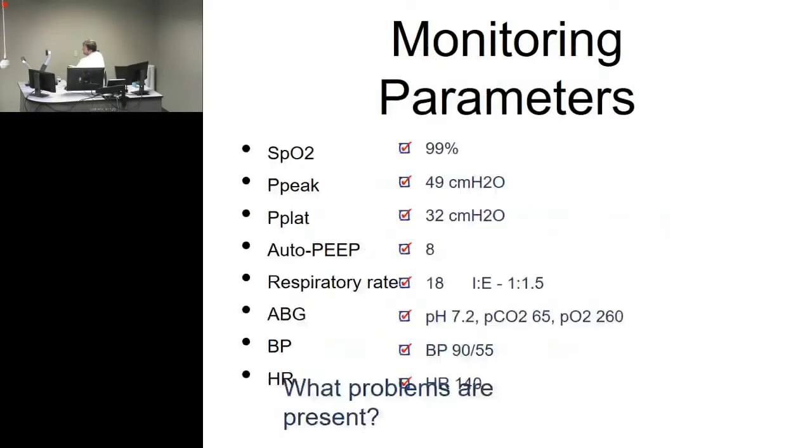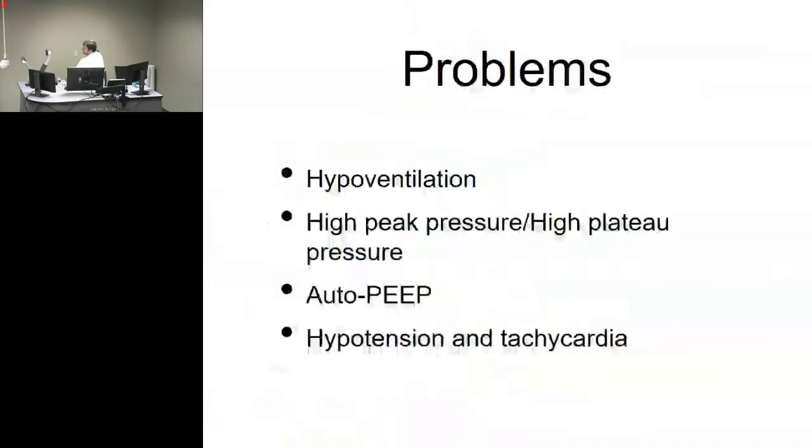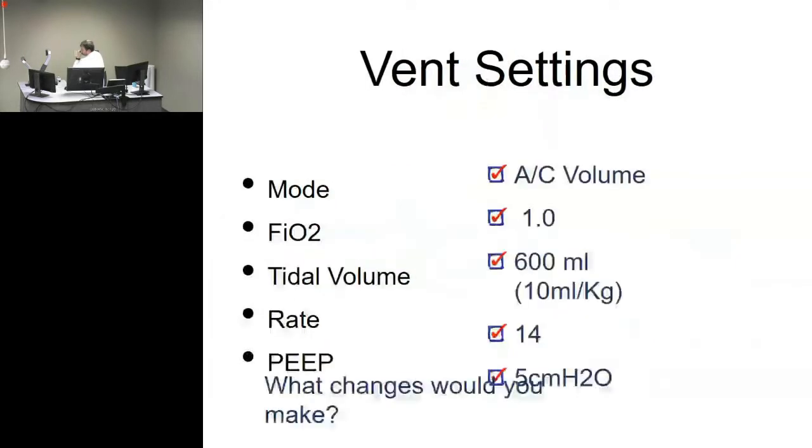So we have hypoventilation still, right? We've put them on a ventilator. We've still got a CO2 of 65. We have high peaks. We have high plateaus. We have auto-PEEP. We have hypotension. We have tachycardia. These were the ventilator settings we have. I think our rate was actually a little higher at 18, so we could decrease that rate down to 14. You can lower your tidal volume down to 6 to 8 mils per kilo. You can decrease your FiO2. So these are all changes that would be reasonable to do.